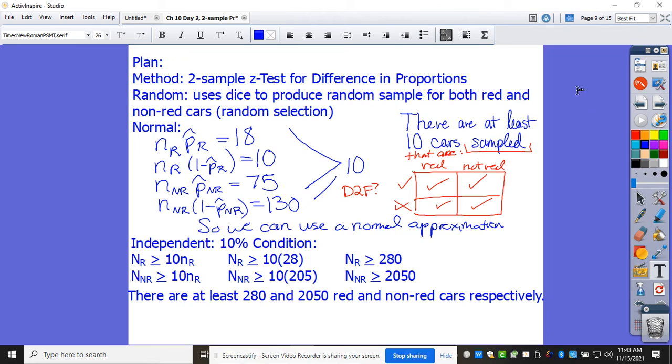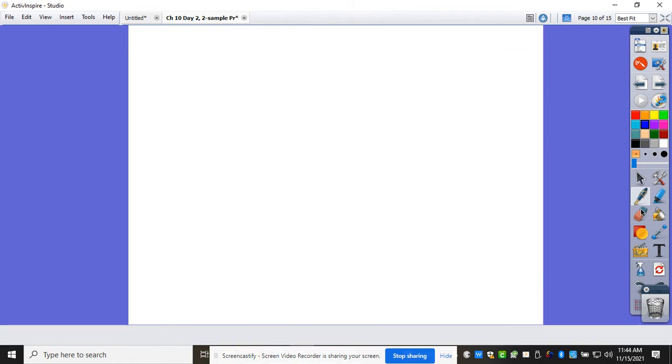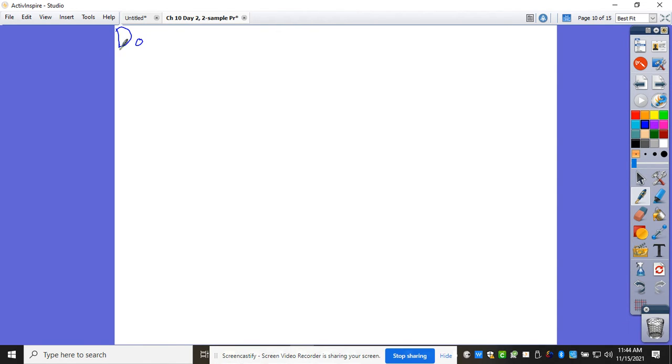I'll start it and then we'll do calculator. Okay, so what do I need for do? What am I given? P hat what? P hat R, which is whatever what? P hat NR, which is what else?